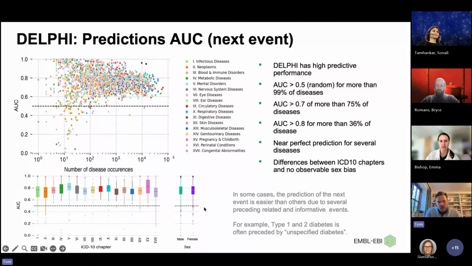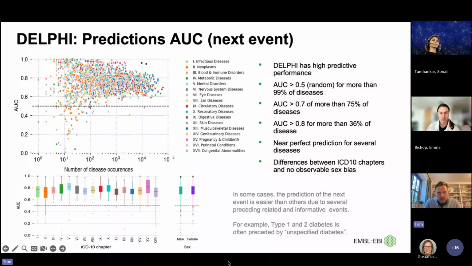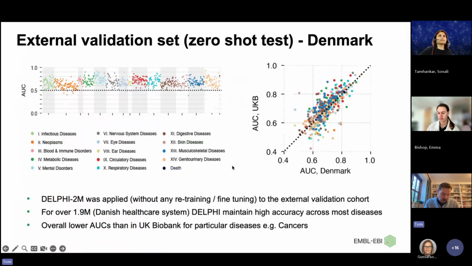If you look at the aggregate measures across all diseases between males and females, there's also no sex bias, which is nice to see. So that's kind of remarkable, the overall performance of the model across such a large set of diseases.